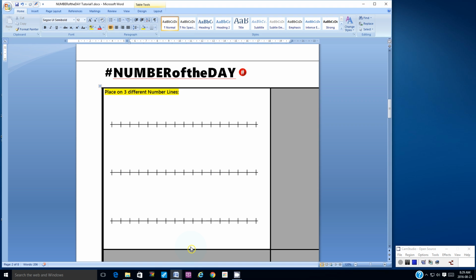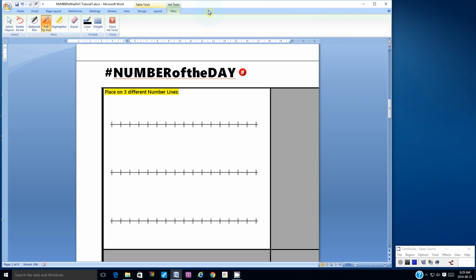So our number of the day is 12. So we have a number line here, so we can count it out. 12 is a whole number. So let's count out: 1, 2, 3, 4, 5, 6, 7, 8, 9, 10, 11, 12, 13, 14, 15, 16, 17 ticks. So what I can do is start my number line with the number 0, and then count up by ones.